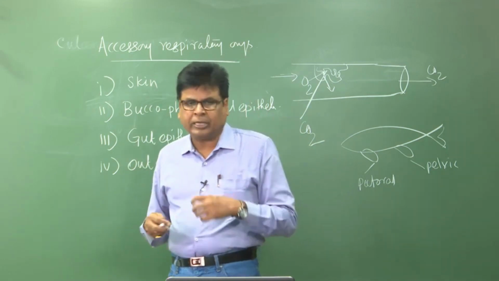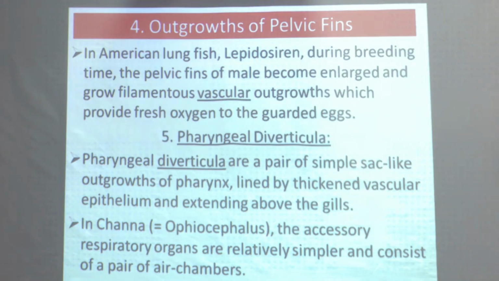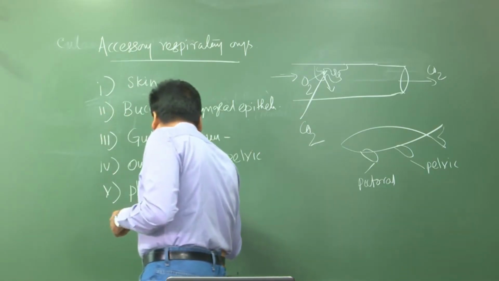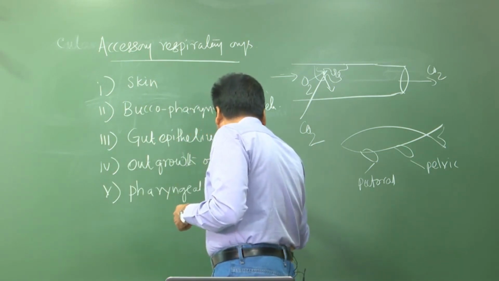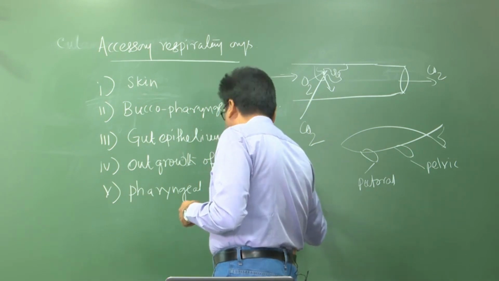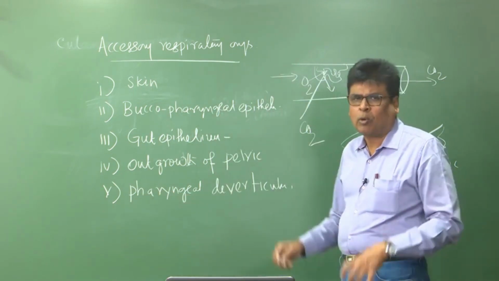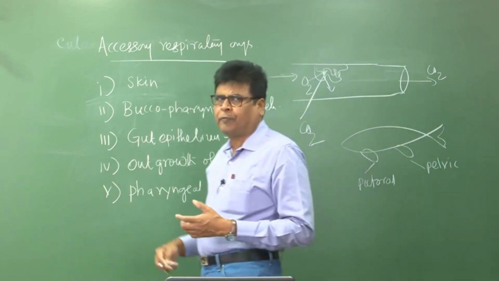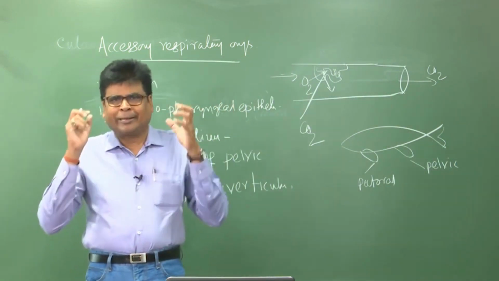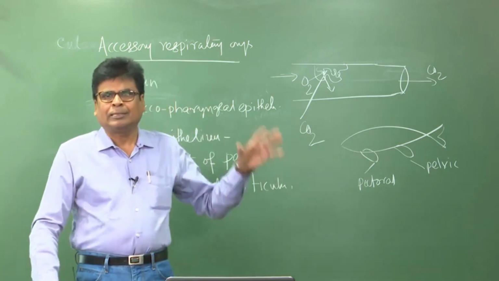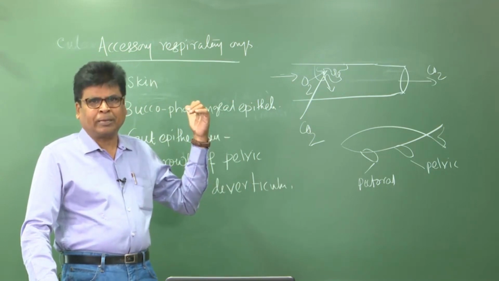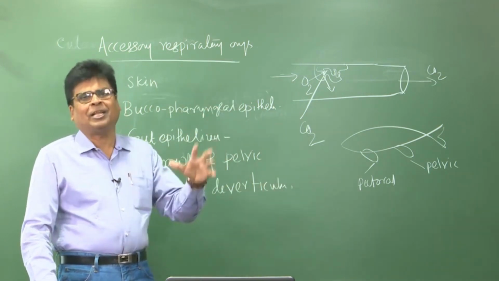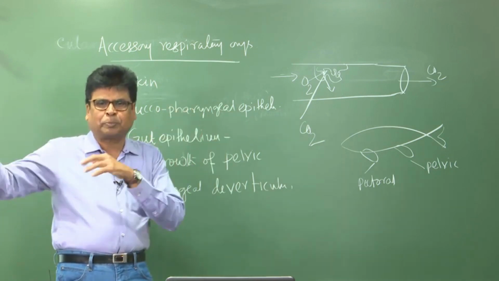Okay, so now come to the next point, the fifth one, pharyngeal diverticulum. So this is one type of accessory respiratory organ. What I am discussing is different types of accessory respiratory organs in different fishes. So either one or two devices are present in a specimen. It is not a rule that all should be present in a fish. So these are different devices present in different fishes.